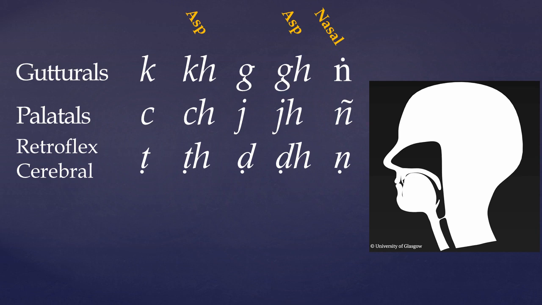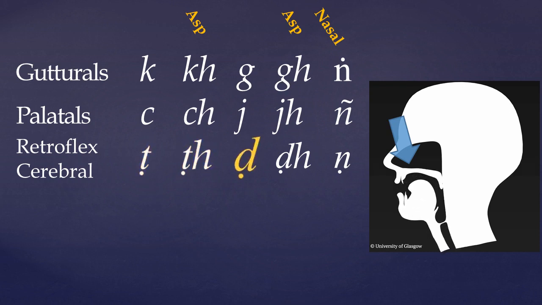Now Pāli has two types of D and T sound. The retroflex, sometimes also called cerebral, and the dental. The retroflex requires the curling back of the tongue slightly. English T and D are very close to this. Ta, tha, da, dha, na.